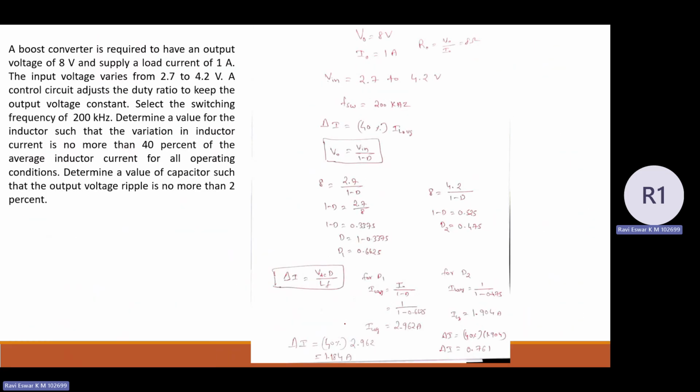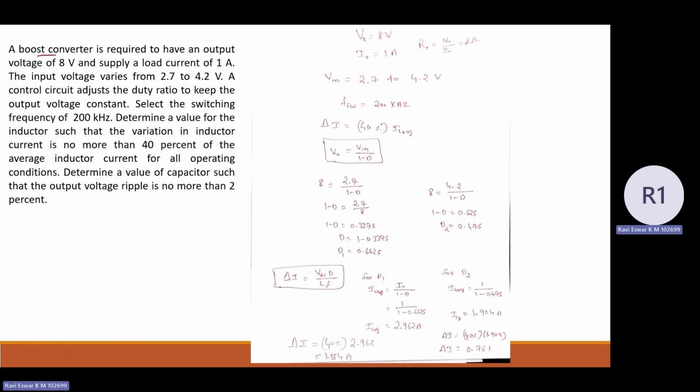So now let us see one problem for the boost converter. So the design problem for the boost converter, you can just go through this problem. We are going to use the same equations that we derived in the previous video lectures. You can just have a look over this problem.